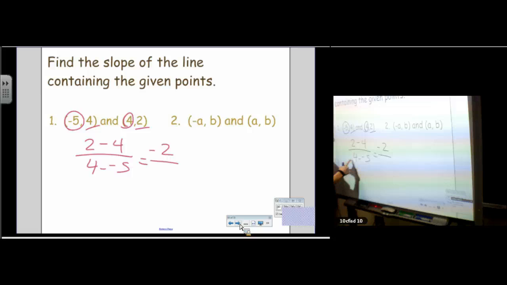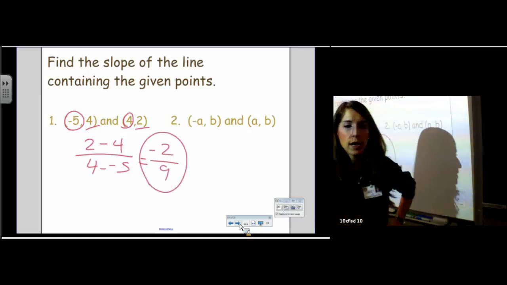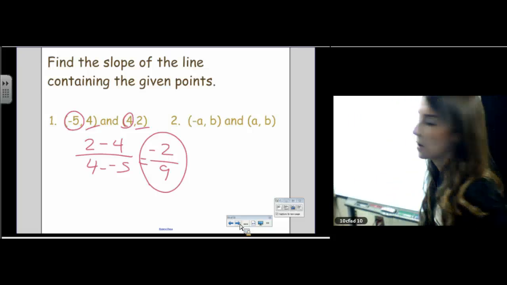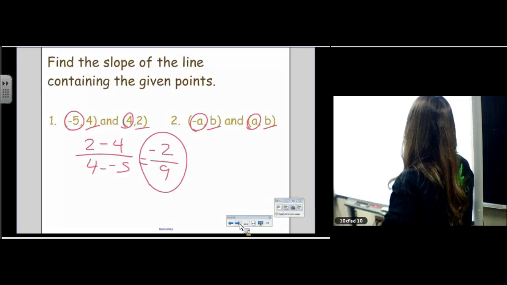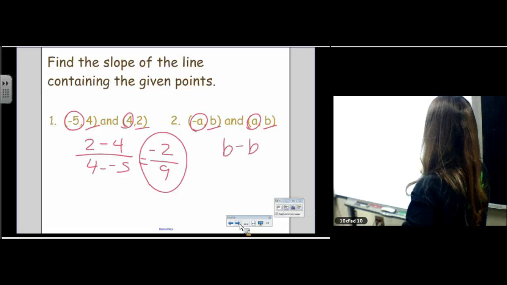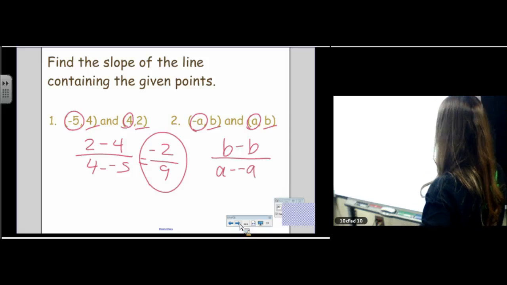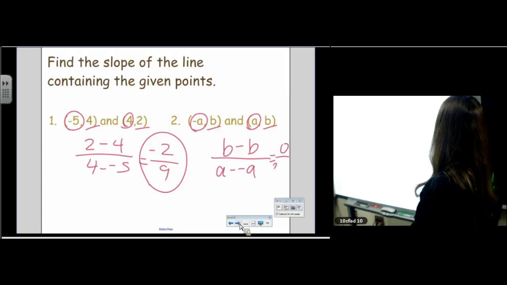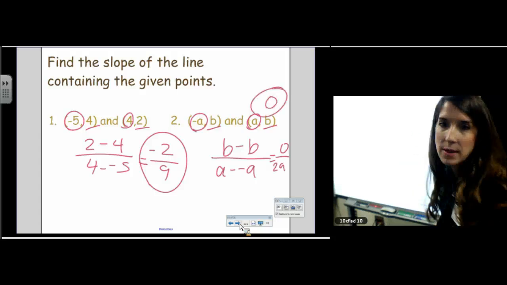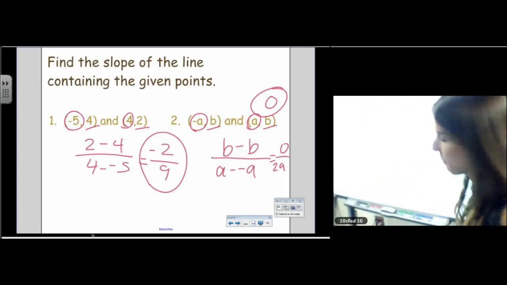Negative 2 over 9. Done. End of story. Done. Okay, next one. Circle, circle, underline, underline. Y minus y over x minus x. 0. I don't really care what's under there, even though it's 2a. 0 divided by anything is 0, so the answer to that one would be 0. That one was weird. It was different. It was letters. Okay.